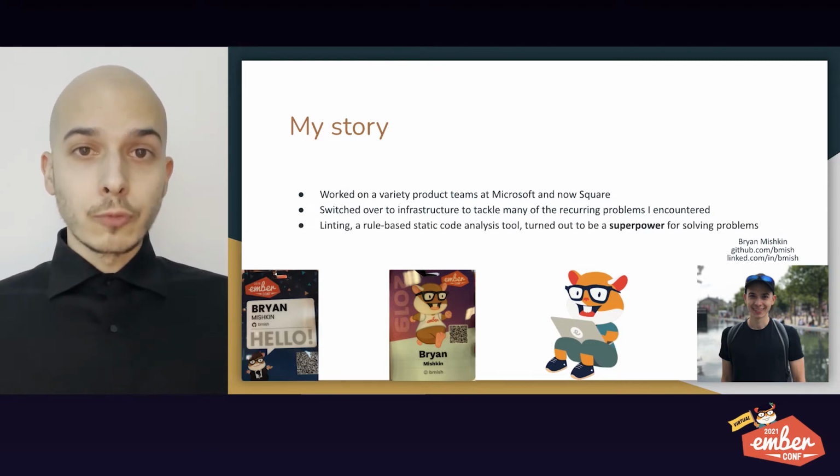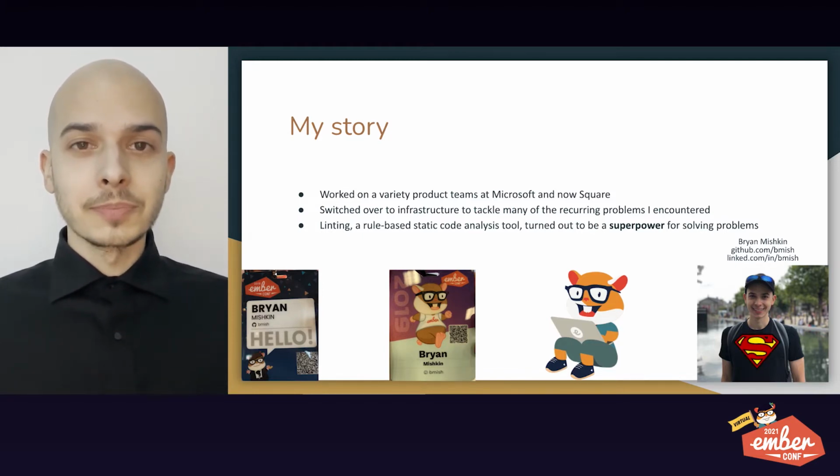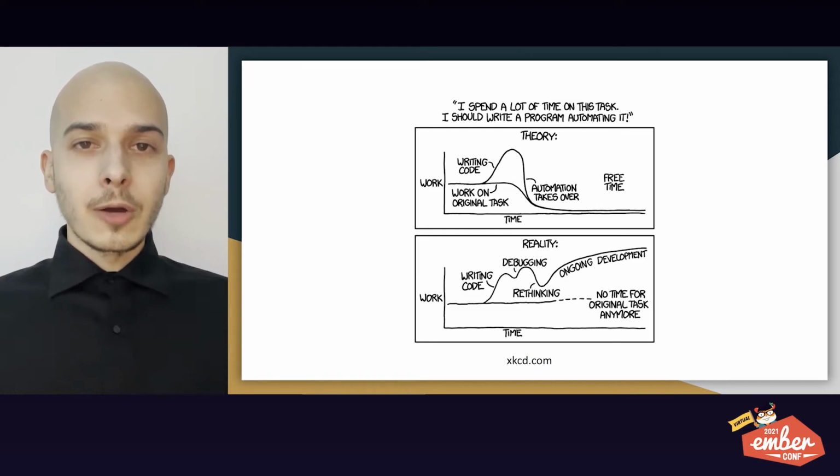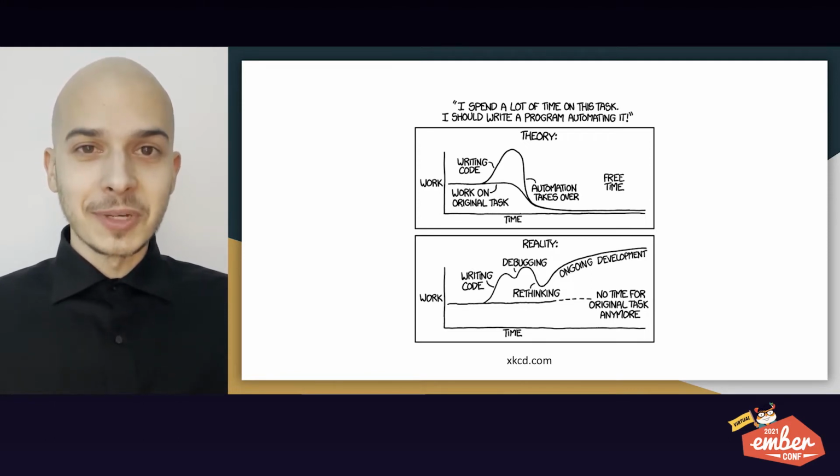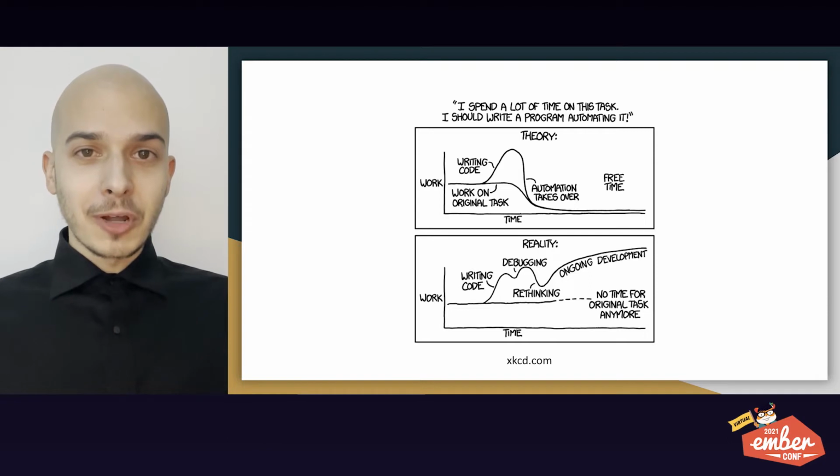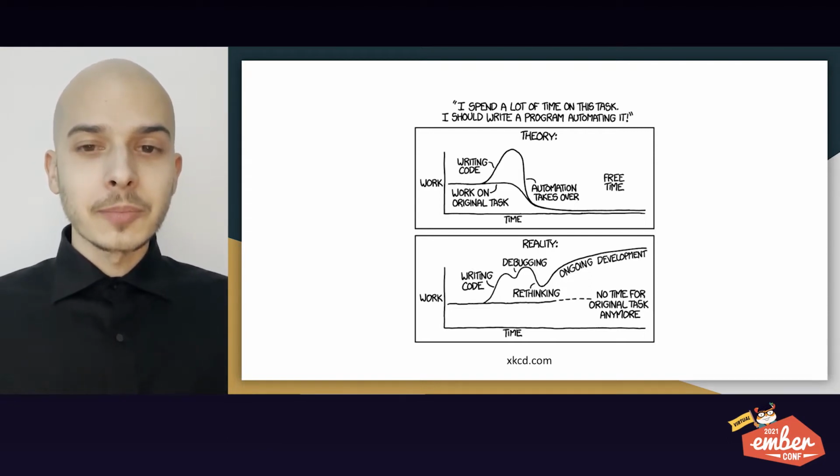Linting, which is a rule-based static code analysis tool, turned out to be a superpower for tackling many of these problems. Now, whenever you work on automation or related tooling, you need to be mindful of the situation turning out like this XKCD comic, where developing the automation can actually take as long as the original task.